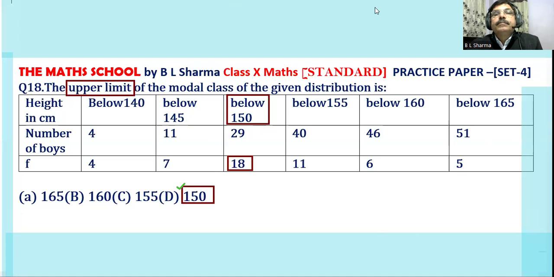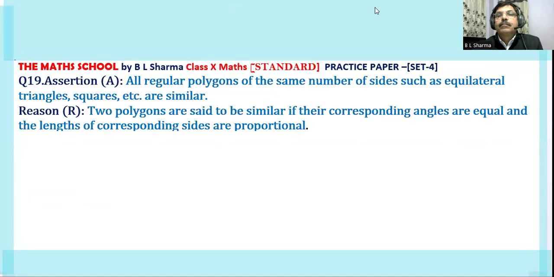That's all for this question. Assertion reason questions. All regular polygons of the same number of sides, such as equilateral triangle, square, etc., are similar. Yes. Regular polygon means all sides must be equal and all angles are also equal. For equilateral triangle, all sides are equal and each angle is 60 degrees. For square, all sides are equal and each angle is 90 degrees. So the assertion is correct.